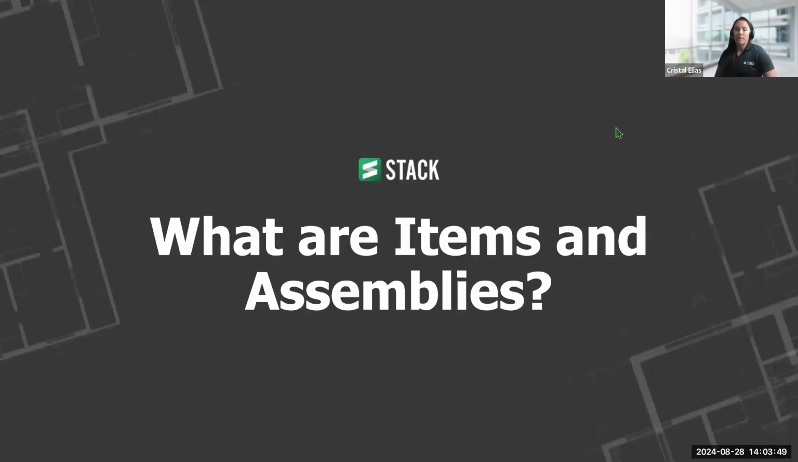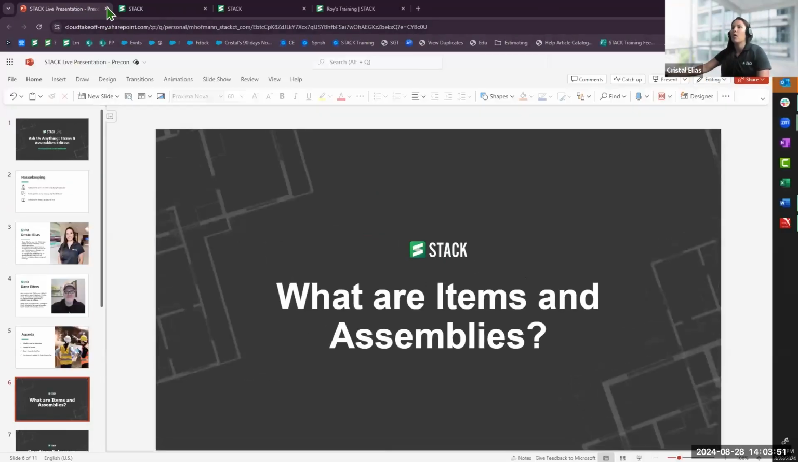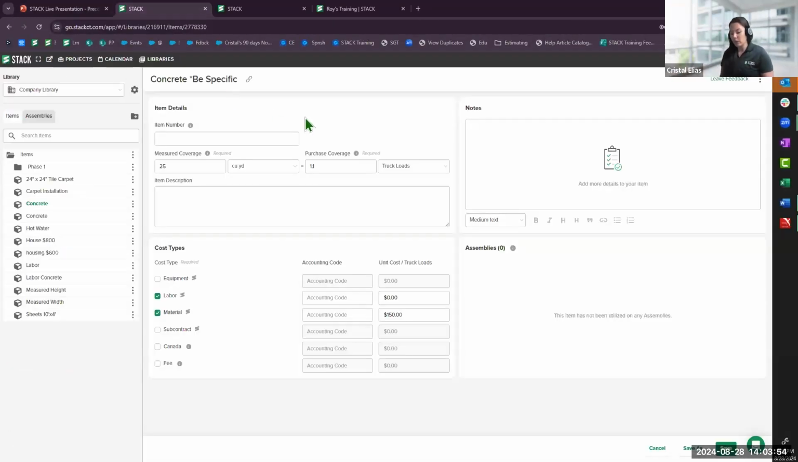So what are items and assemblies? An item is going to help you track anything that you need with a measurement. This can be a material, a labor, or an equipment. Items can be used to track a cost, but a lot of the times I see customers using items just to get a quantity. An example would be nails. I had a customer who needed to know how many nails he was going to use, but it wasn't something he really cared about itemizing on his estimate.